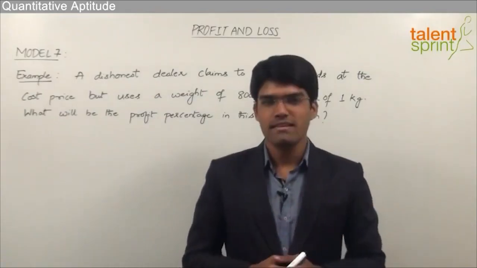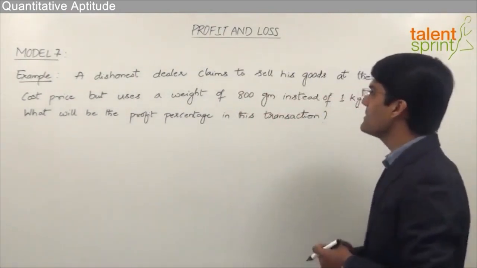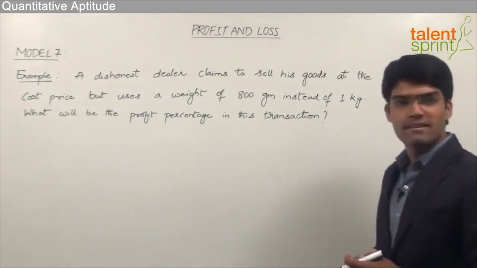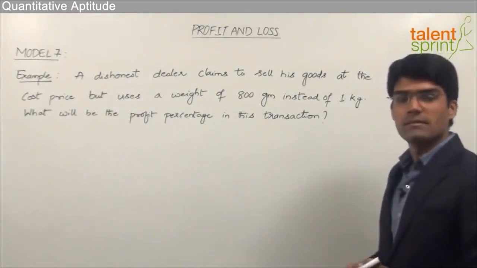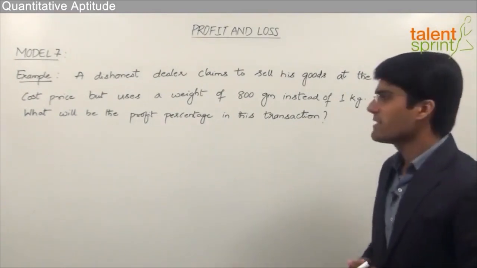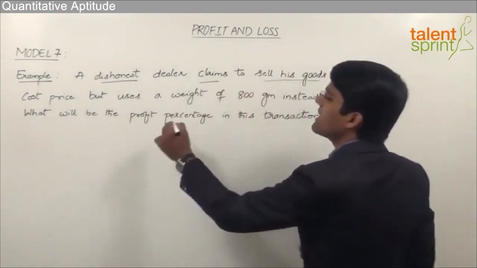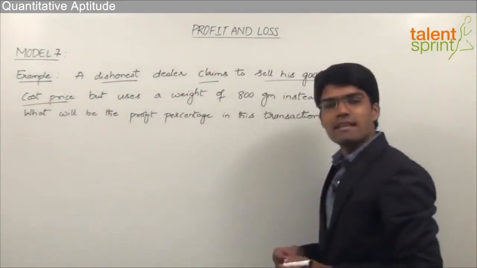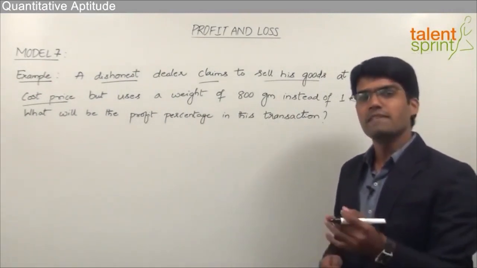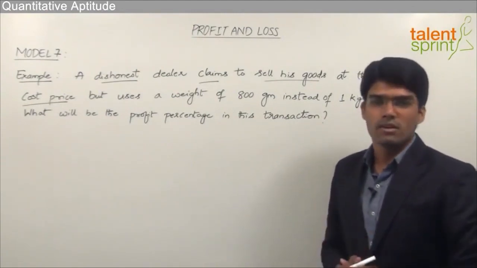Let us now take another interesting question from profit and loss. A dishonest dealer claims to sell his goods at the cost price but uses a weight of 800 grams instead of 1 kg. What will be the profit percentage in this transaction? So as you can see here, this dishonest person claims that he is selling the goods at the cost price. That means selling price is equal to cost price. And we understand very well that if the selling price and the cost price are the same, there will not be any profit or any loss.